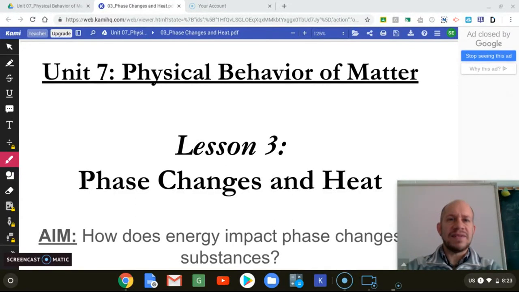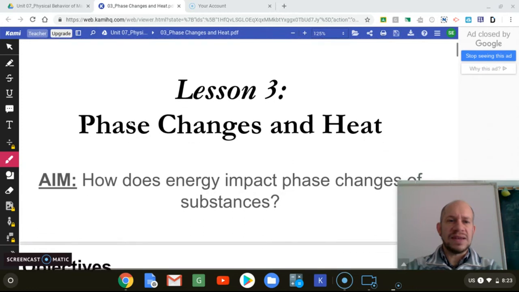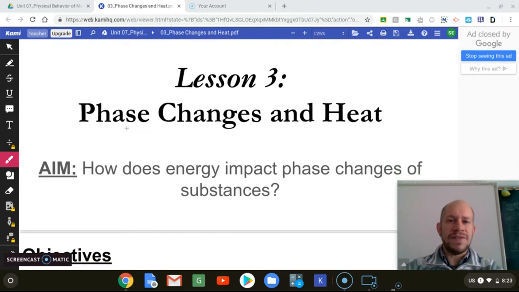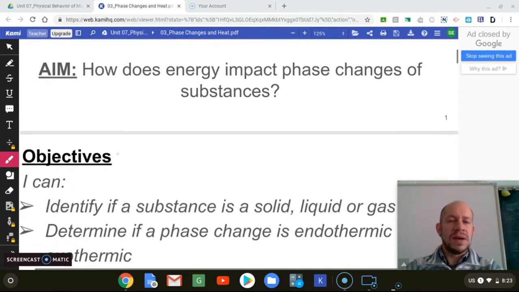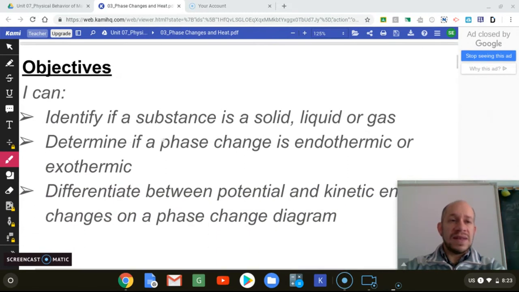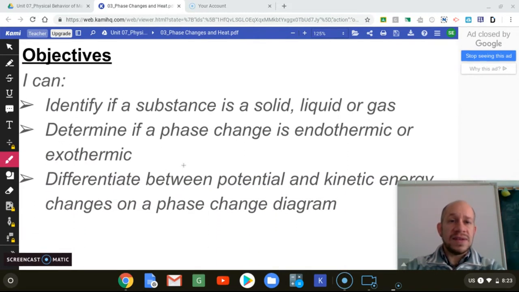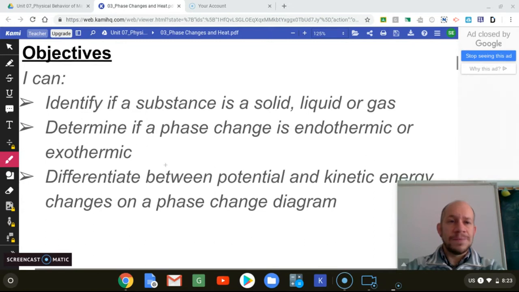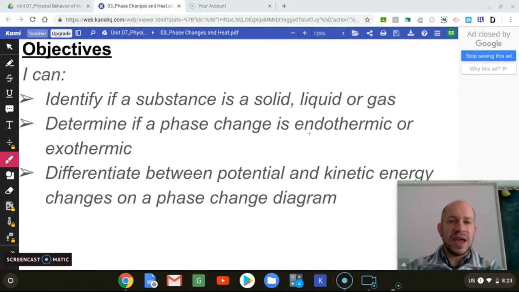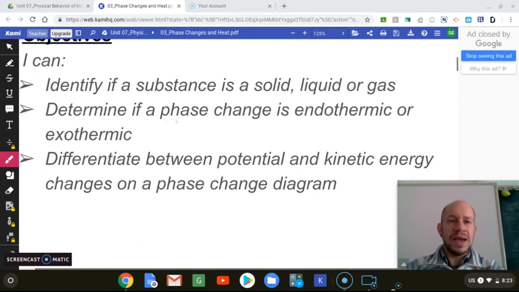This is Unit 7, Physical Behavior of Matter. Lesson 3, Phase Changes in Heat. How does energy impact the phase changes of substances? The objectives of this lesson: I can identify if a substance is a solid, liquid, or a gas. I can determine if a phase change is endothermic or exothermic, and I can differentiate between potential and kinetic energy changes on a phase change diagram.